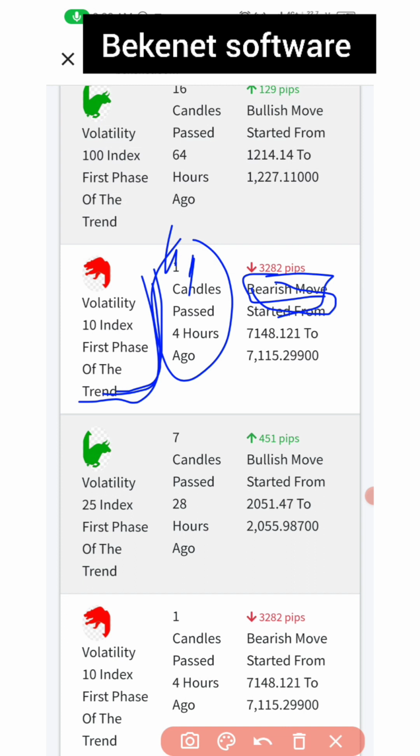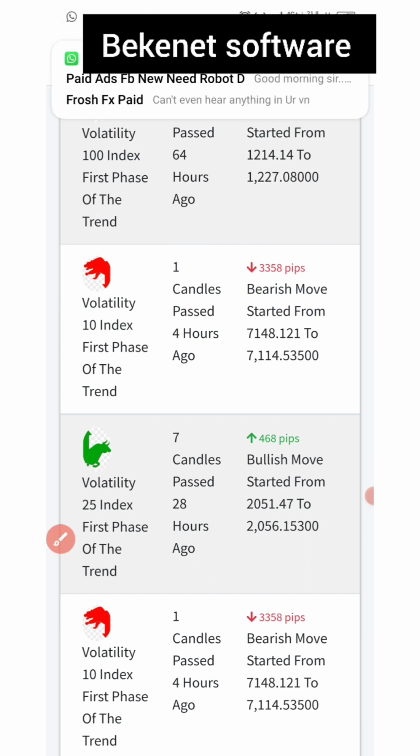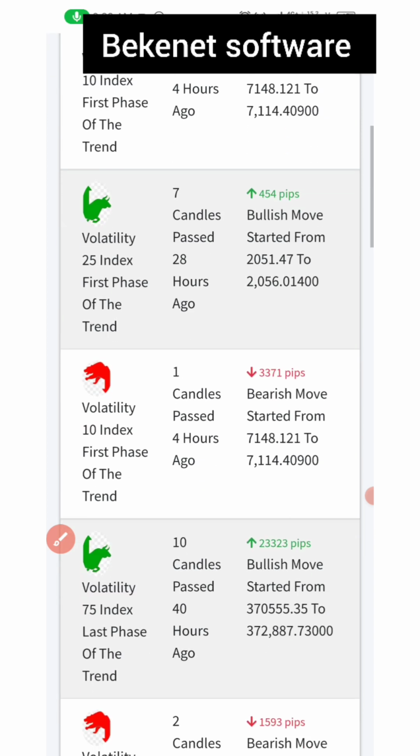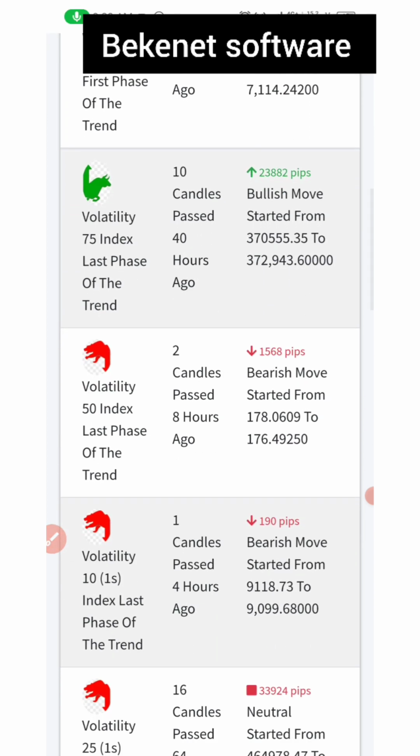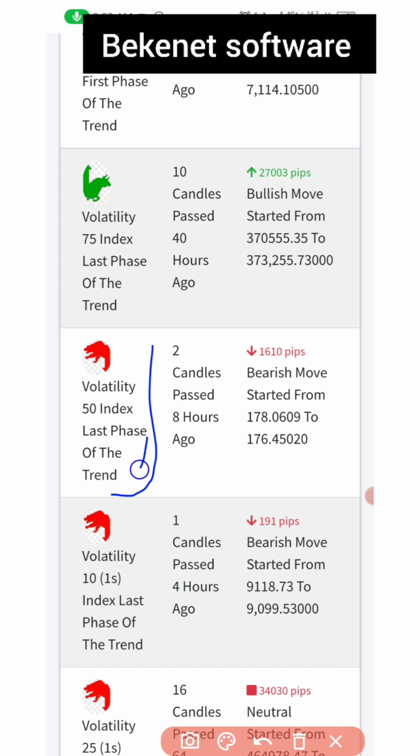You see that last phase of a bearish move is at the bottom and you're not supposed to sell from the low. Now look at it. Let's go there. Let's look for a bearish move. Look at this. Watch this carefully so that you know what you're doing. This is volatility 50, right? Last phase of a bearish move. Last phase of a bearish move is only giving you 2 candles.